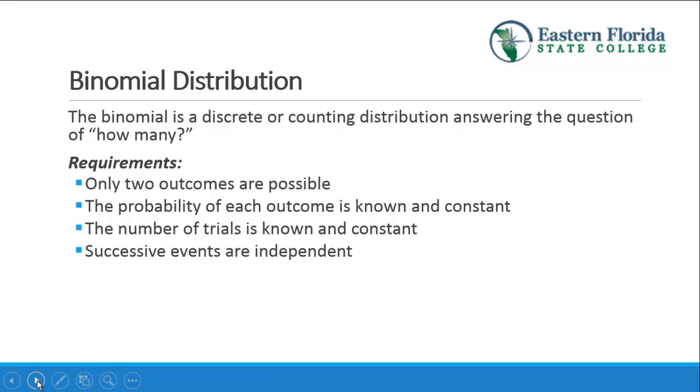In order to recognize a binomial distribution, there are four main requirements. These are outlined in your text. First, only two outcomes are possible. So it's heads or tails, or either or, true or false. Second, the probability of each outcome is known and is constant. Third, the number of trials is known and constant. And four, the successive events or trials are independent. The result of one trial has no impact on the result of the following trial.